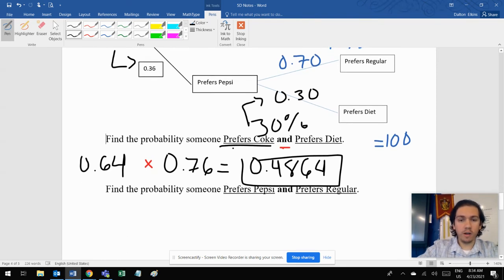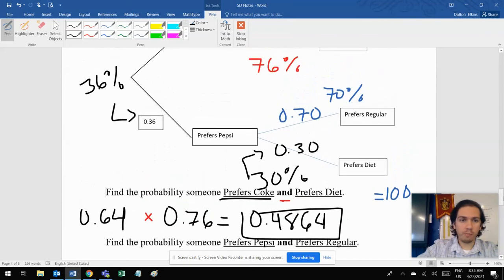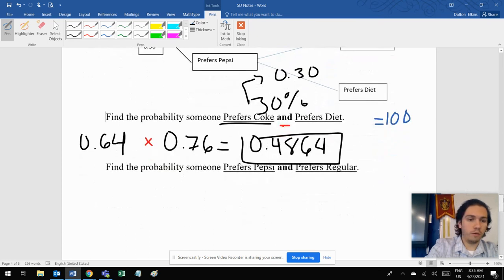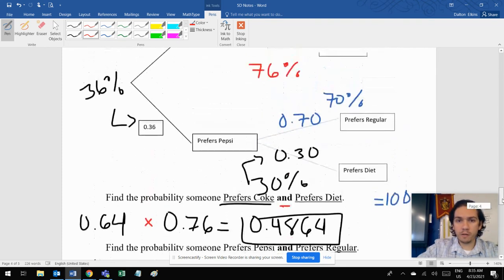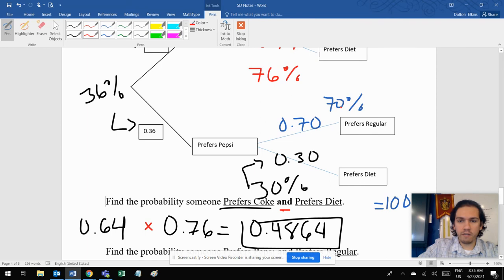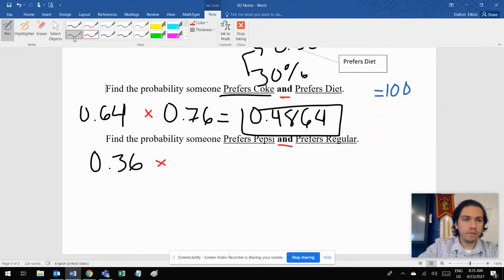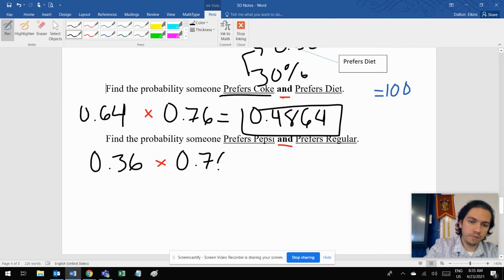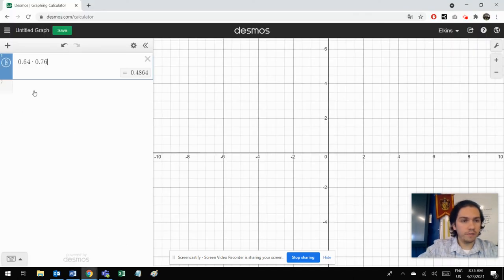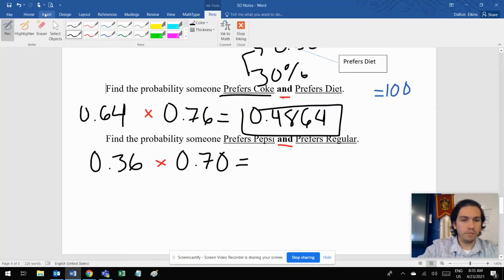That's the probability that someone prefers both Coke and diet. What about the probability that someone prefers Pepsi and prefers regular? Again, the probability that someone prefers Pepsi is 36%, which is 0.36. I see the word "and", so I'm going to think multiply. Then I go to the Pepsi part of the tree. The probability that someone prefers regular is 70%, so 0.70. I'm going to multiply those together: 0.36 times 0.70 is 0.252.